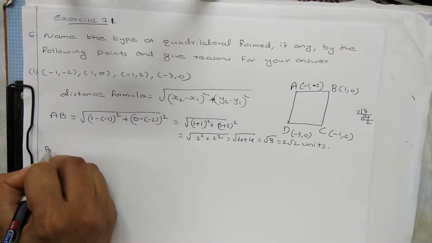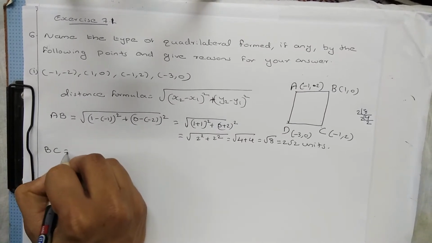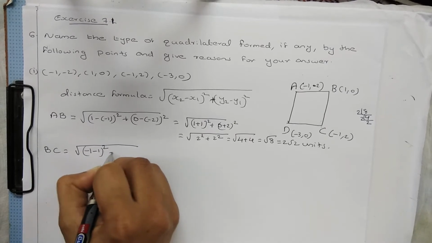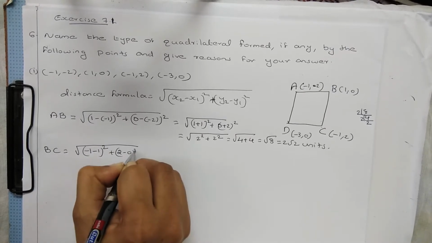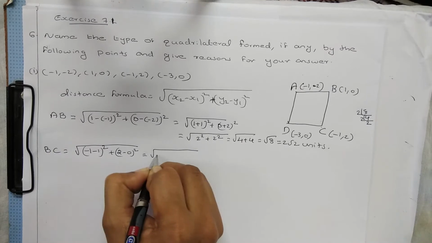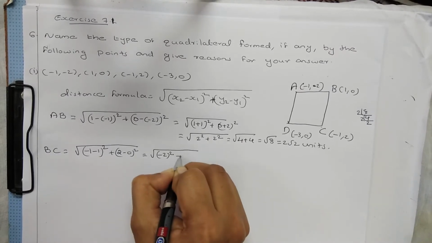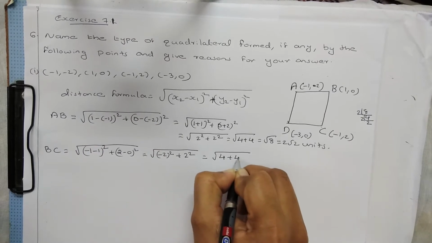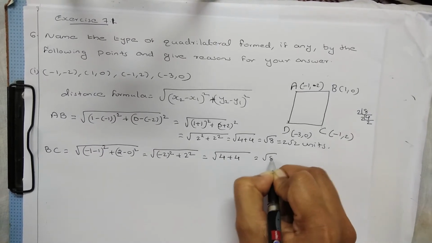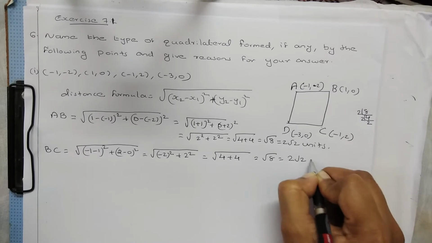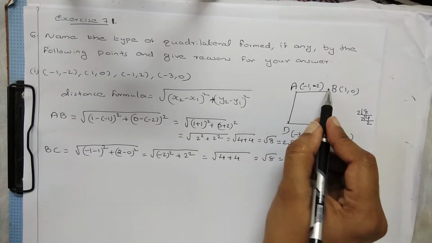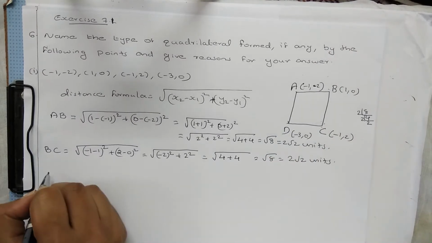The same way BC you have to find out. BC is root of (-1 minus 1) the whole square plus (2 minus 0) the whole square. That is equal to root of (-2) the whole square plus 2 square. Same you will get, root of 4 plus 4, that is root 8, that is equal to 2 root 2 units.